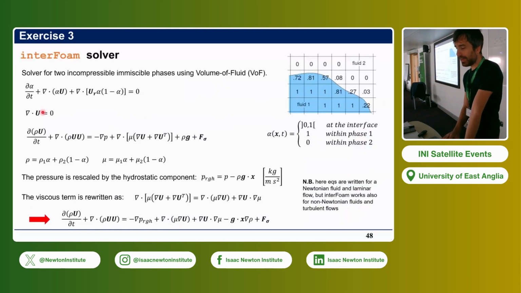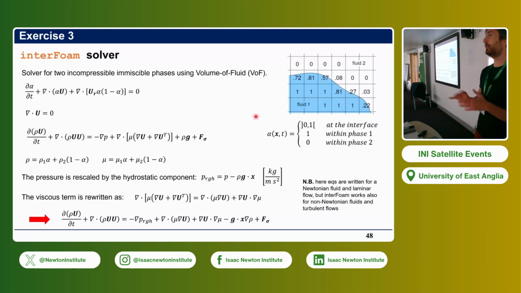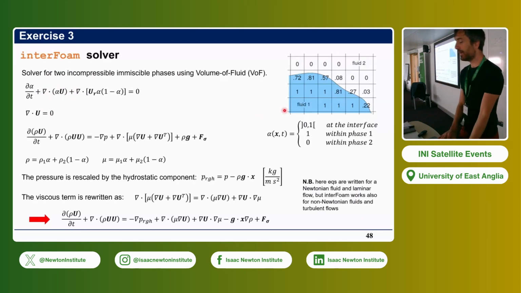And now, with VOF, the big issue is the convective term. How to discretize the convective term here? Because you want to make sure that your volume fraction remains bounded between 0 and 1 and remains sharply changing from 0 to 1 across the interface.